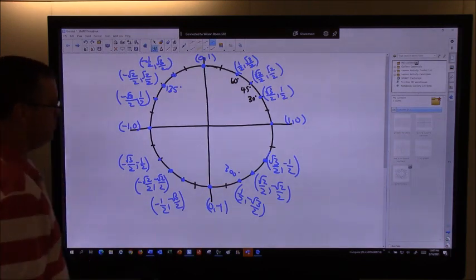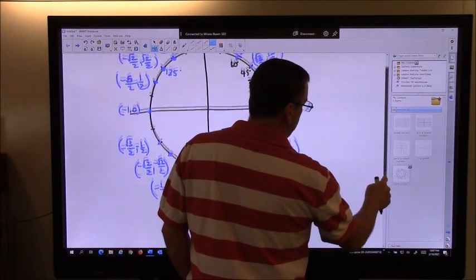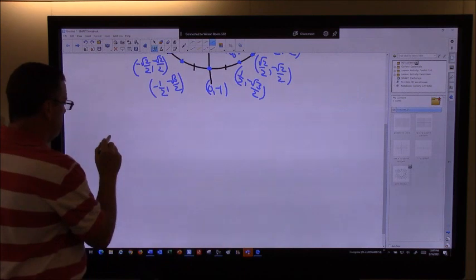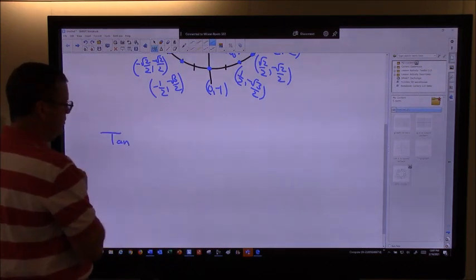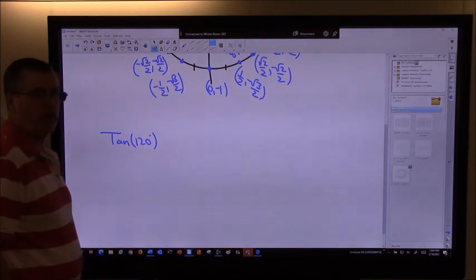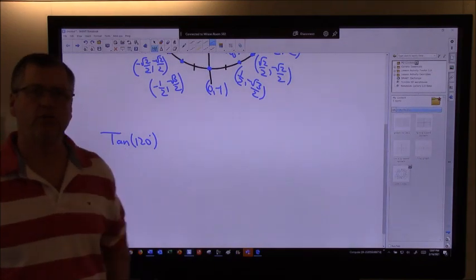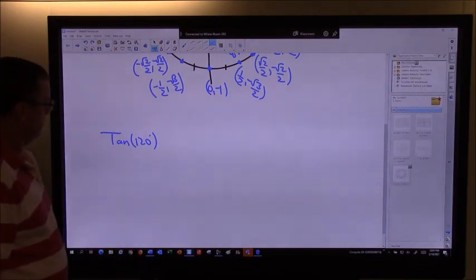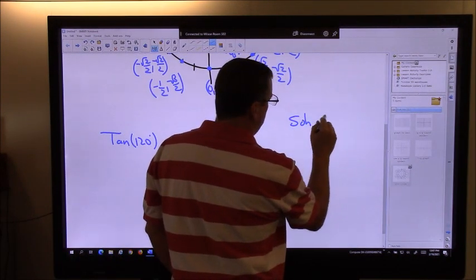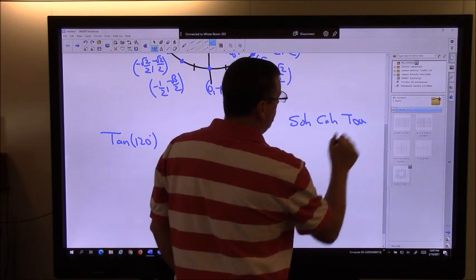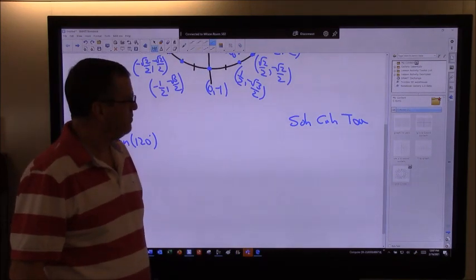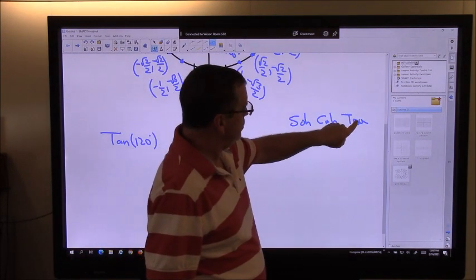So what if I was to ask you guys a question like this? What's the tangent of 120 degrees? And what we want to do is use our unit circle as a way to figure this out. Okay? Well, do you guys remember this? So, ka, toa. Do you guys remember that? Tangent means opposite over adjacent.